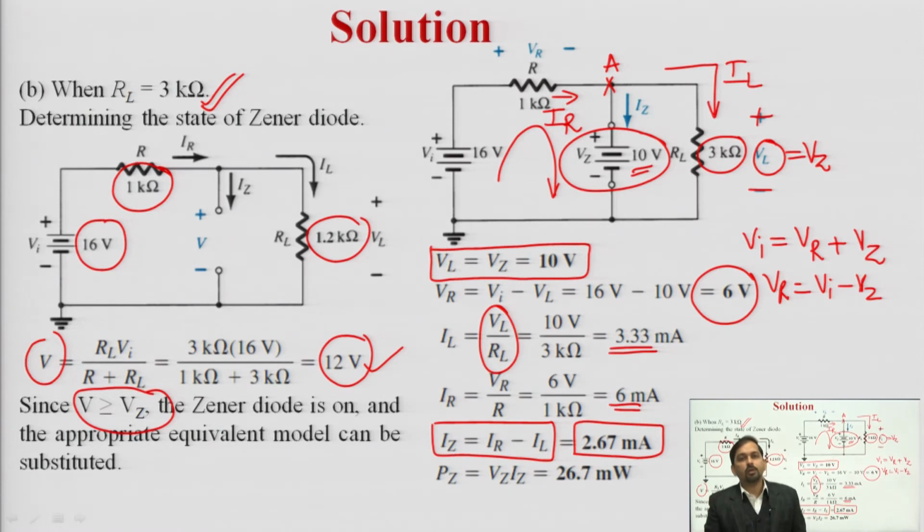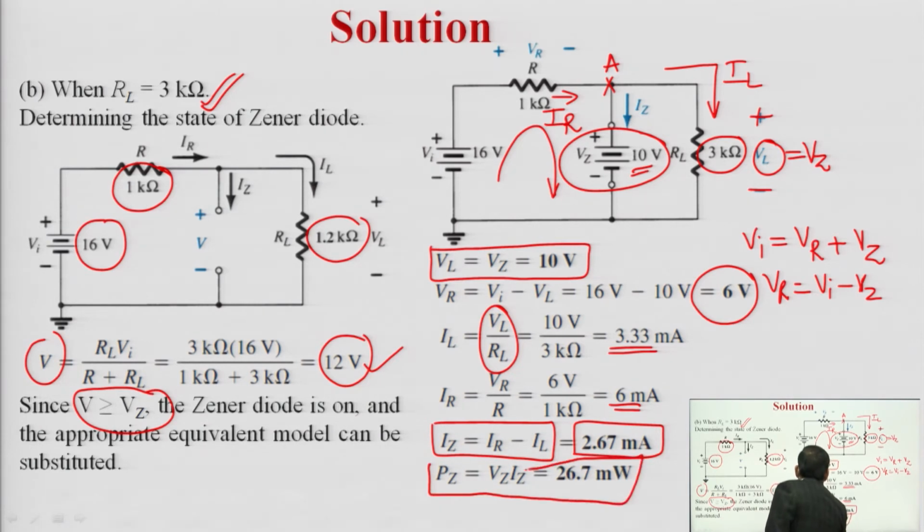So, if there is a current flowing into the Zener diode, then we can calculate the power dissipated by the Zener diode, which can be given by Pz equals Vz multiplied by Iz. So, this comes out to be 26.7 milliwatt. And now, in this situation, we can say that this regulator is providing a constant voltage of 10 volt to the load, meaning this circuit is working as a voltage regulator. So, this is the easiest case, which is the first case, when the input and load resistance both are fixed.